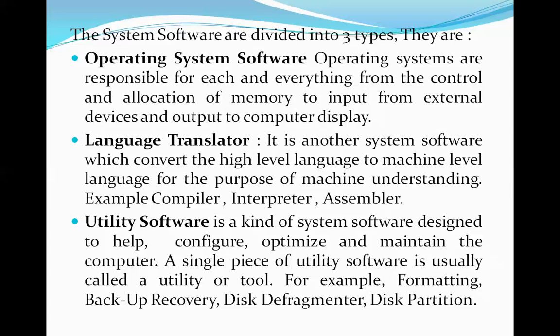It is a program that converts source code into object code. Generally, there are three types of translator: compiler, interpreter, and assembler. Next is utility software. It is a kind of system software designed to help configure, optimize, and maintain the computer. A single piece of utility software is usually called a utility or tool. For example, formatting, backup recovery, disk fragmenter, disk partition.